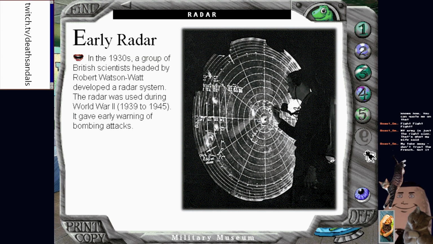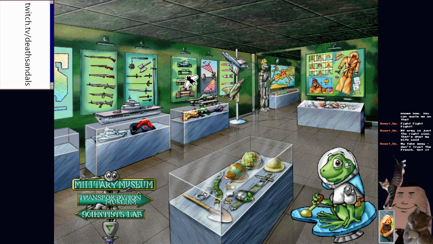In the 1930s, a group of British scientists headed by Robert Watson... Yeah, that is interesting, I mean, they had radios by World War One and Two, didn't they? So yeah, radar would be the next logical step, wouldn't it?